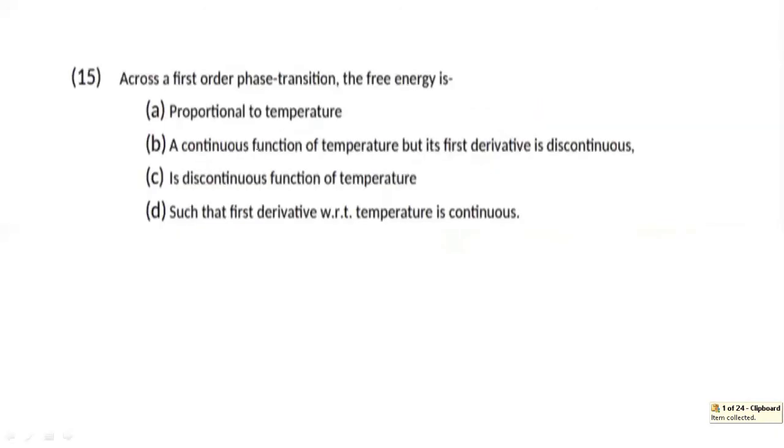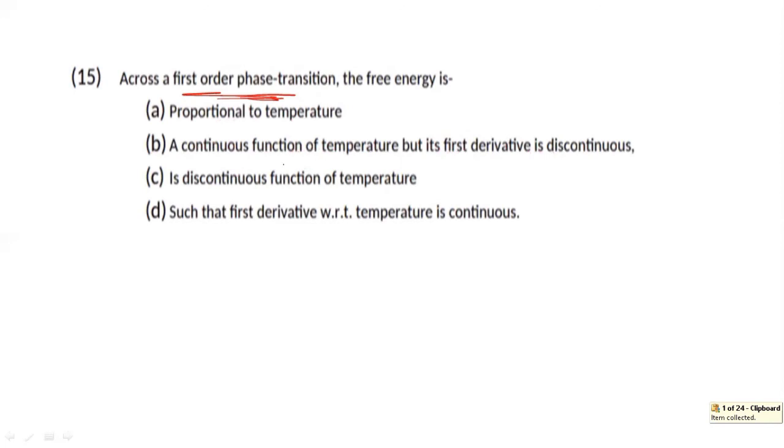Next is question number 15. Here it is said, across a first order phase transition, the free energy is what? So here we have the first order phase transition. We know that in case of a first order phase transition, Gibbs free energy is continuous, but the first order derivative of Gibbs free energy is discontinuous. So what are the options? Let's see. The first is it is proportional to temperature. That is not possible. The second is a continuous function of temperature, but its first derivative is discontinuous.